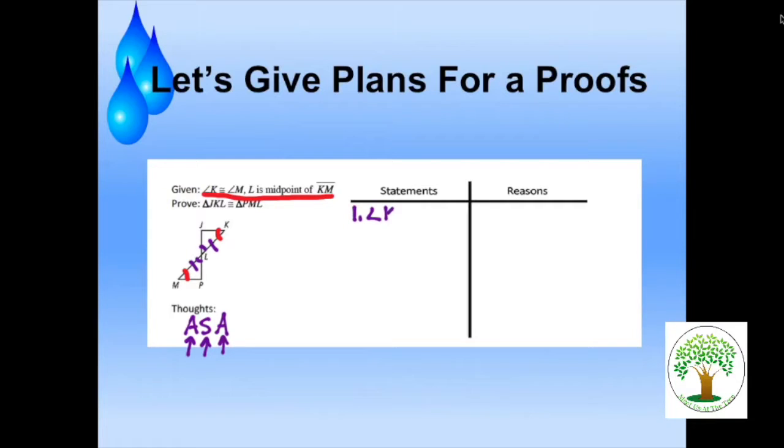Angle K congruent to angle M. I'm going to do it all in one step. L is the midpoint of KM. I'm going to abbreviate midpoint. Number 1 is given. What do you want to do next? We want to do the verticals? KL, wouldn't I? Not LK. Oh, LK.